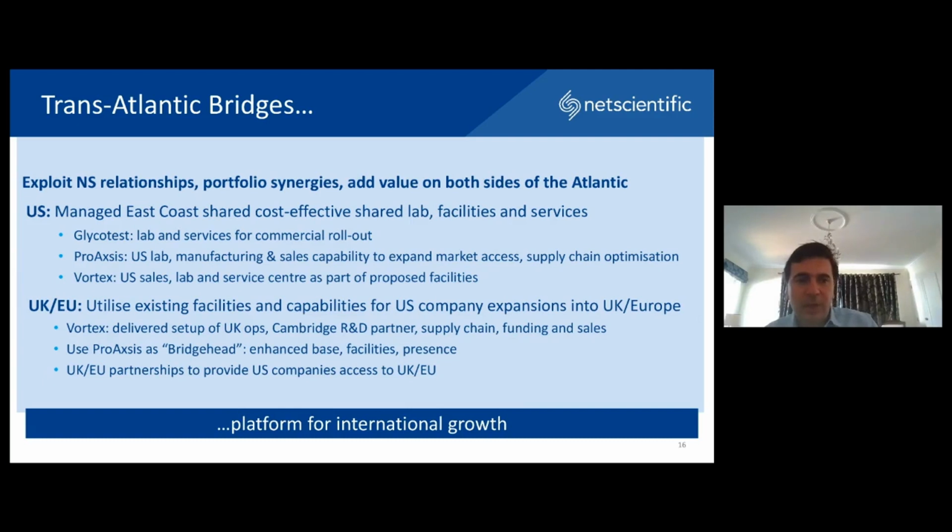On the UK and EU side, I talked about Vortex and the Cambridge operations, but also we want to use the infrastructure we have here to help our US companies establish growth here in the UK as well as Europe.